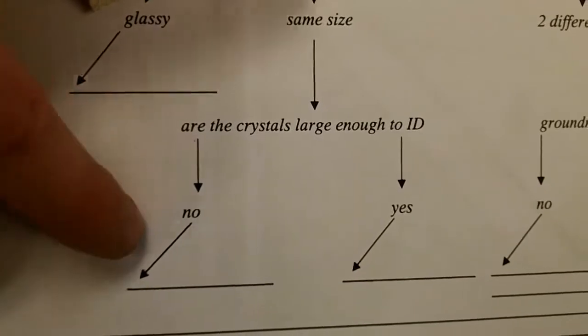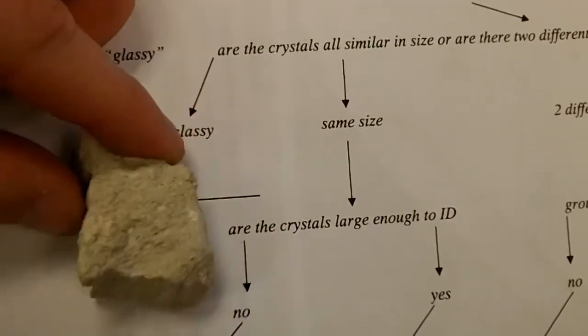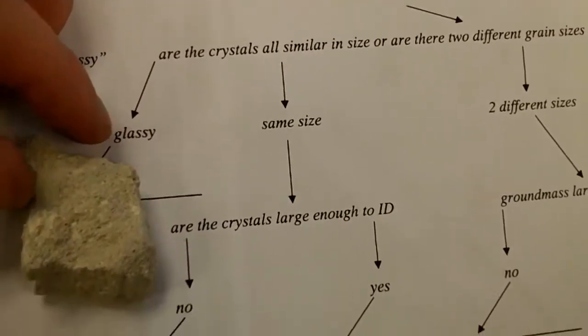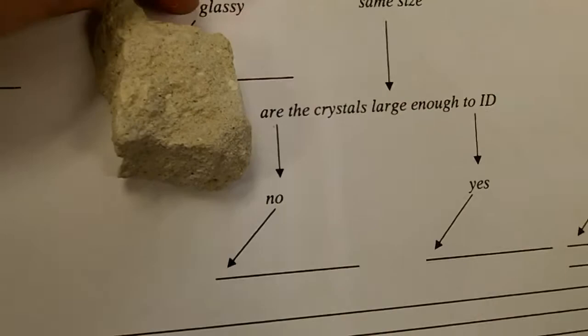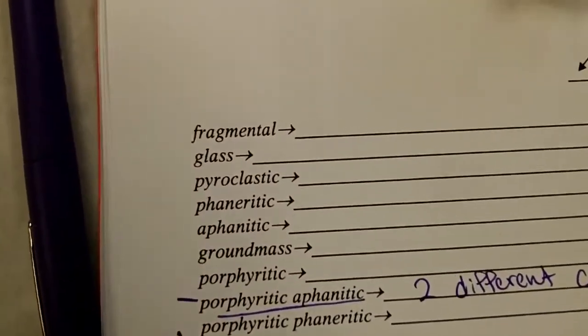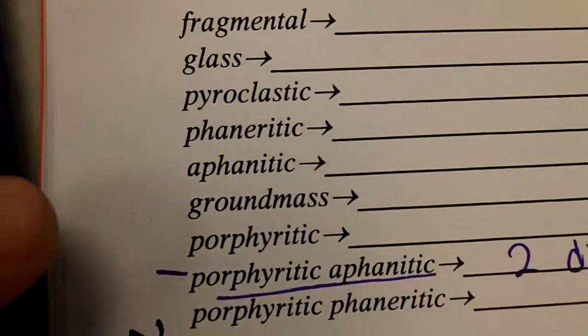No. No, they're not. All right, so we have a rock that has crystals. They are all about the same size, but they're very small. We can't identify what mineral they are without a microscope. In that case, this rock would have a texture that we're going to call aphanitic. All right, this is an aphanitic texture. Okay?